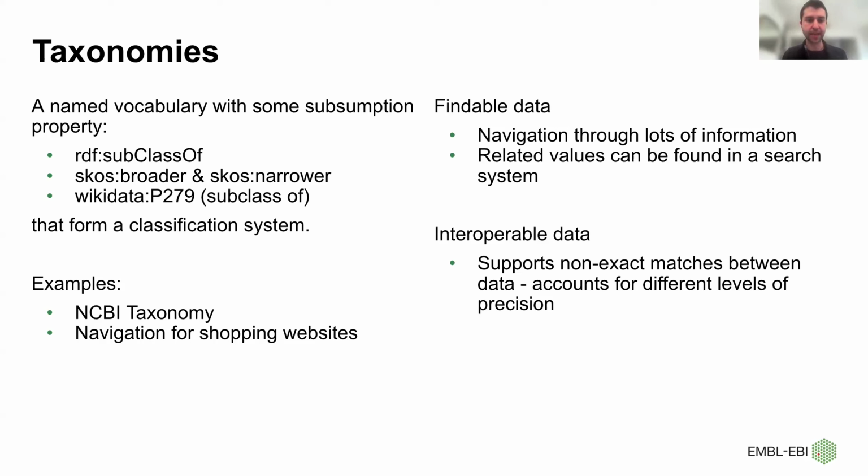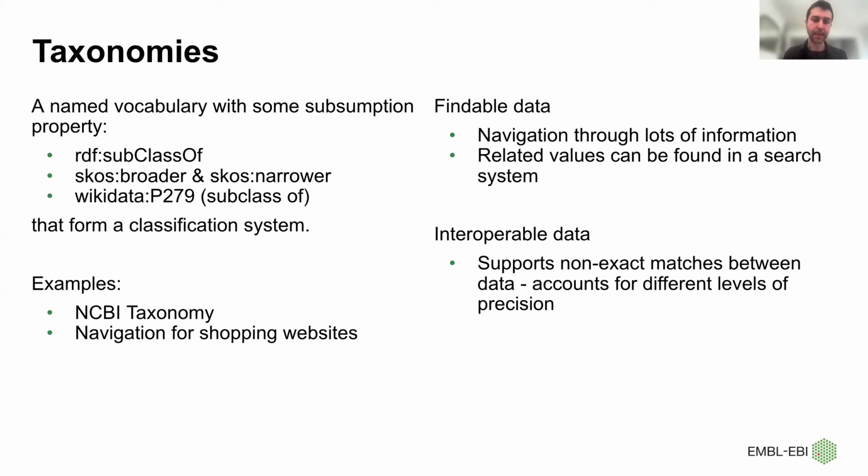As examples, you have the NCBI taxonomy, or you can find taxonomies powering the navigation of most shopping websites. So products get classified in order to be structured under the main navigation. And with that, there's an obvious benefit for findable data. If the categories are clear to a user, it allows them to navigate all the information to find the data that interests them more quickly.